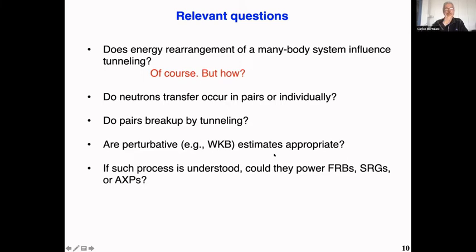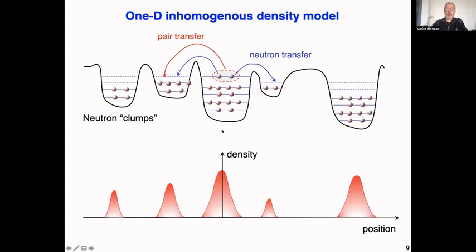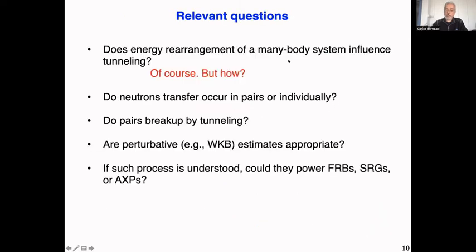Okay, so the questions that we are going to ask from these exercises. Does this energy rearrangement, which occurs when the neutron goes from here to here, affect tunneling? We know it does, but we still have to do the calculation to see how. Do the neutrons transfer in pairs or individually? There is some previous calculation showing that the tunneling of pairs is enhanced because of the pairing property, like in Cooper pairs, for example. Do these pairs break up during tunneling? This is another interesting question. And do we have to do a non-perturbative calculation, like a time-dependent calculation? It seems so, and I will try to convince you that this is true.